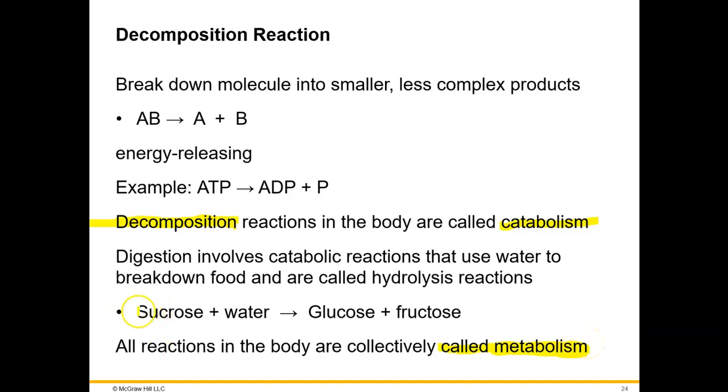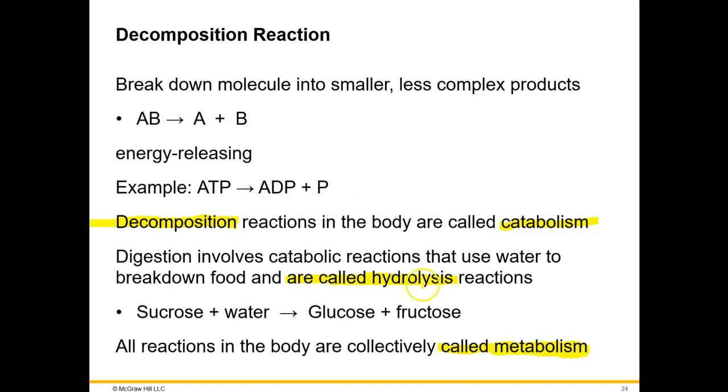So we can see that there's an example here of a decomposition reaction called hydrolysis. And hydrolysis is a decomposition reaction that uses water. So it's the opposite of the reaction we just saw on the previous slide, the dehydration synthesis. When you have a molecule like sucrose and you add water to it, it breaks apart into simpler sugars, glucose and fructose. And that is a hydrolysis reaction. Just a plain decomposition reaction is shown at the top when ATP breaks down into ADP plus phosphate. That is a decomposition or breakdown reaction.